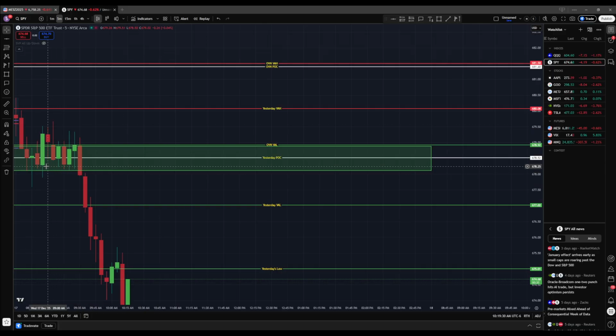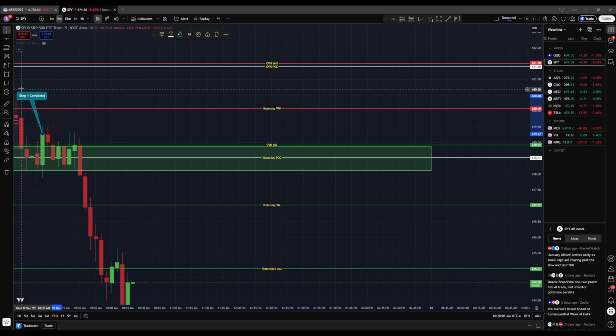So what I then look for is a close outside of the range, and then another 5-minute close immediately after that outside of the range to give me the confirmation that I need that buyers or sellers are present. Gives me confidence to enter a trade. So first things first, you say, well, wait a minute, what about this one? Yep, this one was a completed setup. Step 1 complete, for the close outside of the range.